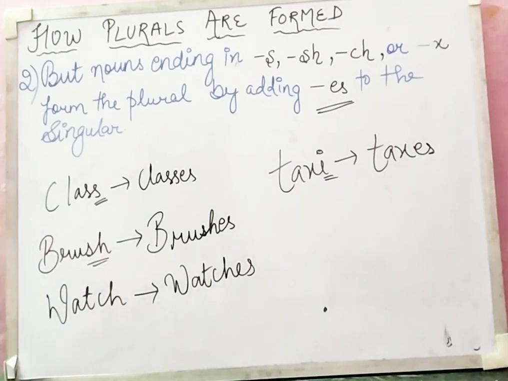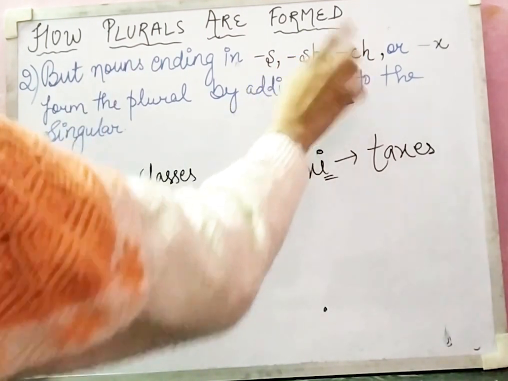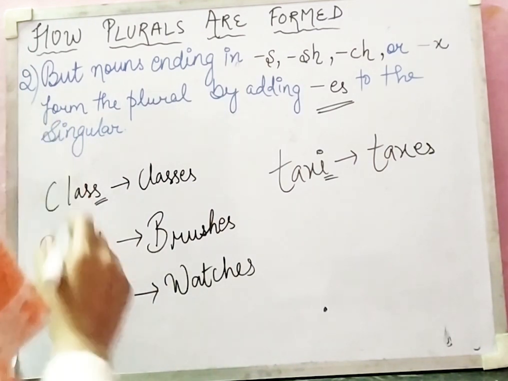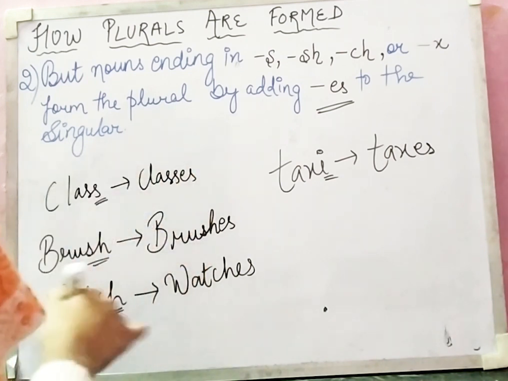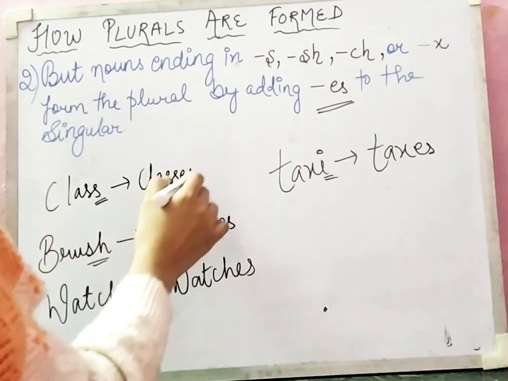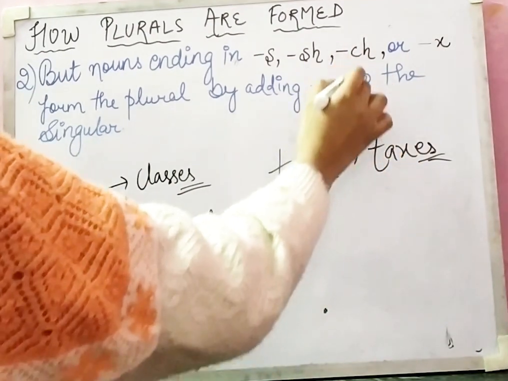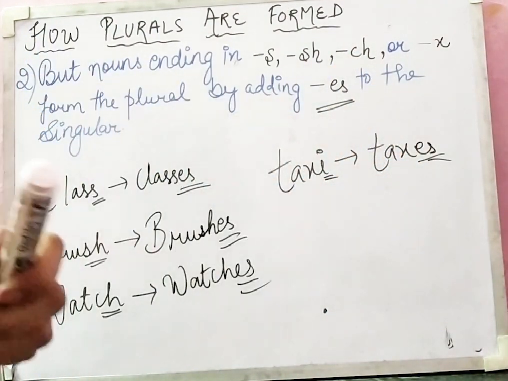Okay, so this is the example of the second way to form plurals. I think this much is clear: words ending in s, sh, ch, x can be made plural by just adding es. This is the second way to form plural.